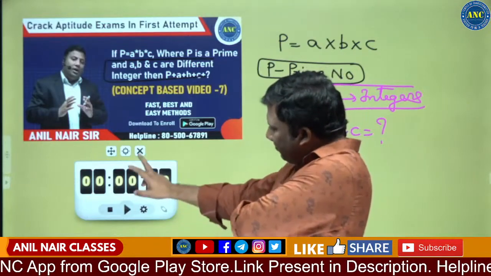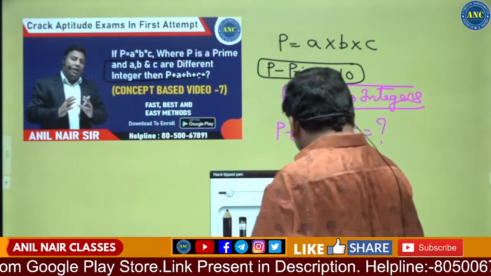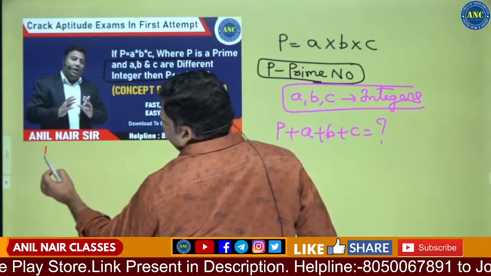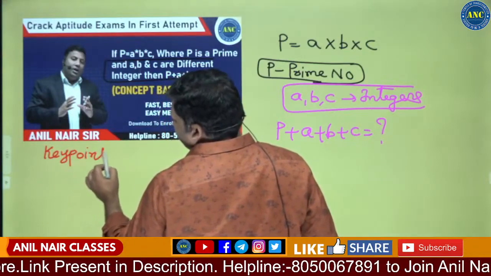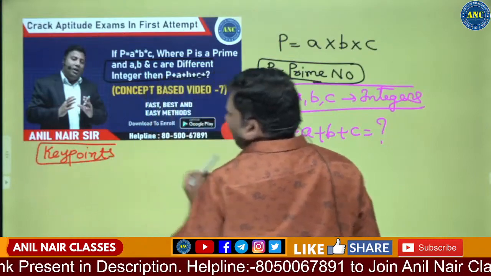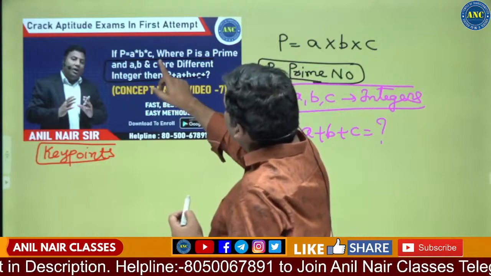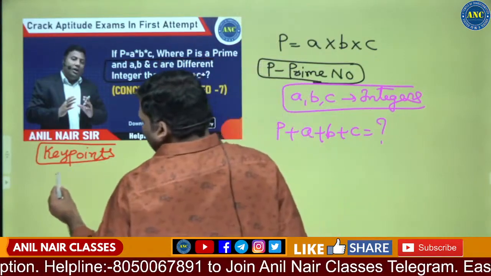Now see here. The first thing is key points. First, what will I do? First I will read the question. P is A into B into C. P is a prime number.